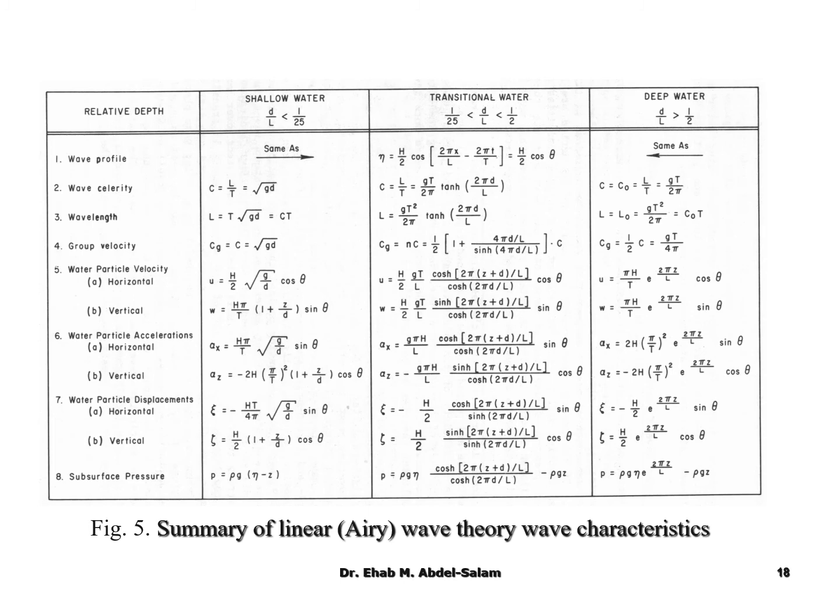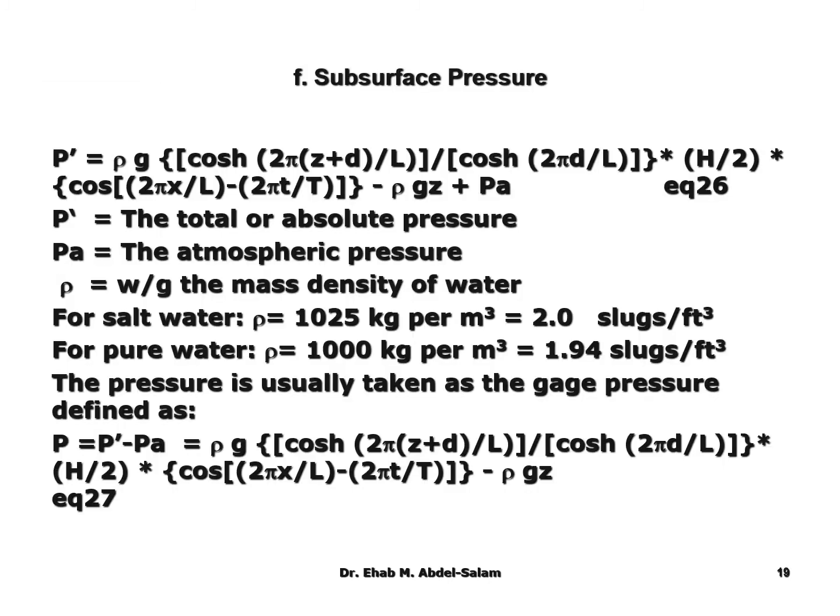These tables put all the equations that we need for shallow, transitional and deep water: wave profile, wave celerity, wavelength, group velocities, horizontal and vertical velocities, horizontal and vertical accelerations, wave particle displacement horizontal and vertical, and subsurface pressures also. For subsurface pressures, P dash, the total or absolute pressure, equals rho g cosh 2 pi (z plus d) over L over cosh 2 pi d over L, all this multiplied by H over 2, all this multiplied by cosine (2 pi x over L minus 2 pi t over T), all this minus rho g z plus PA.